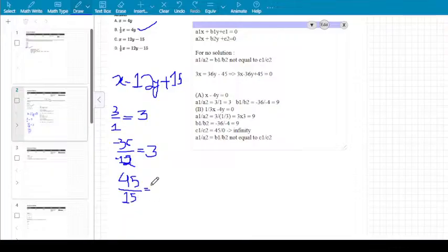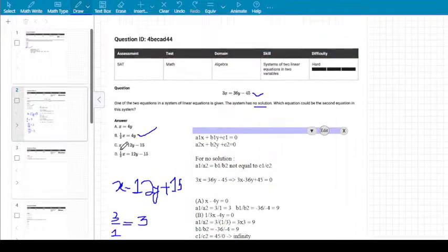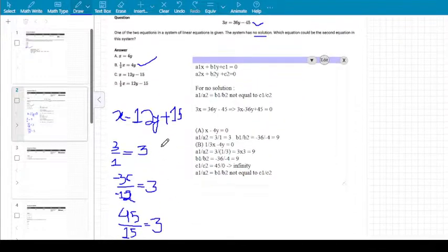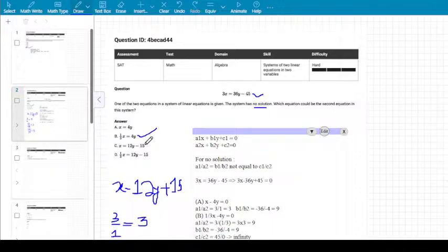So this is again 3. For option C, all three ratios are equal. A1 by A2 is equal to B1 by B2, and that is equal to C1 by C2. So this is a case of infinitely many solutions. So here there are infinite solutions.